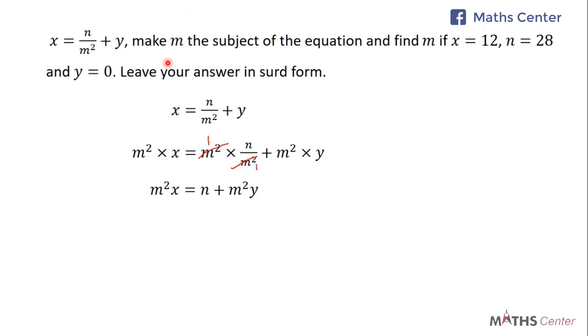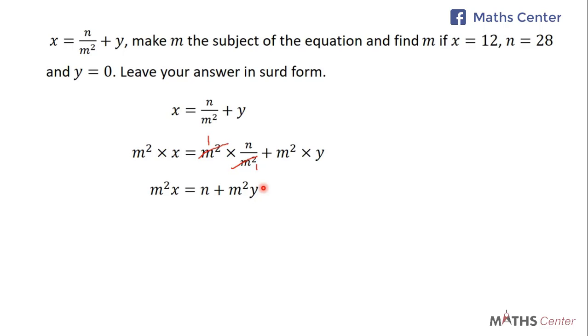Let's go to the question again. We want to make m the subject. Now, if you want to make m the subject, what do we do? We make sure that all the terms containing m are on one side of the equation. The terms containing m are m squared x and m squared y. So we make sure that they are on one side of the equation.